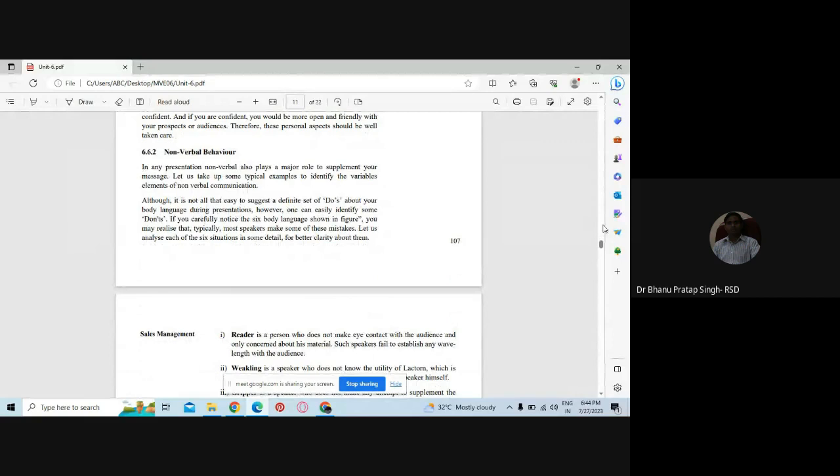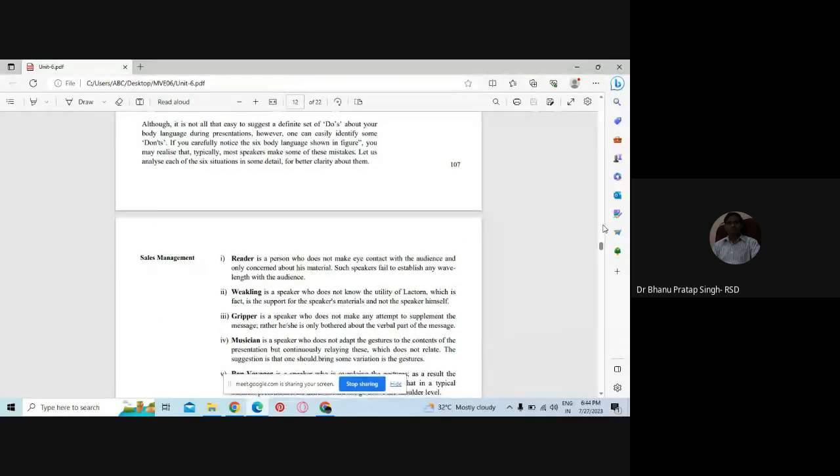One is the reader, a person who does not make eye contact with the audience and is only concerned about his material. Such speakers fail to establish any wavelength with the audience. Means if the salesman, the communicator, is using non-verbal methods to communicate the message among the society, among the individual, that is the customer, consumer, he should have eye to eye contact with the customers. It may not be with only one, it may be eye to eye contact with all.